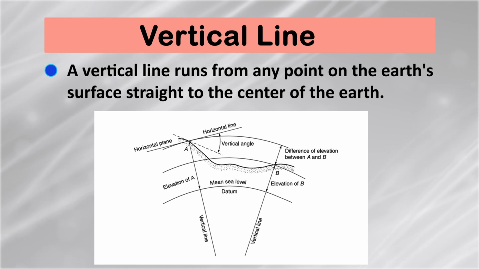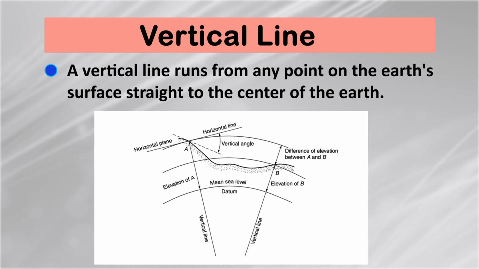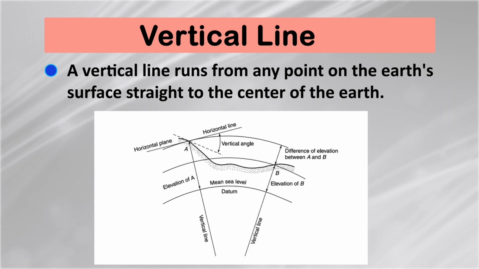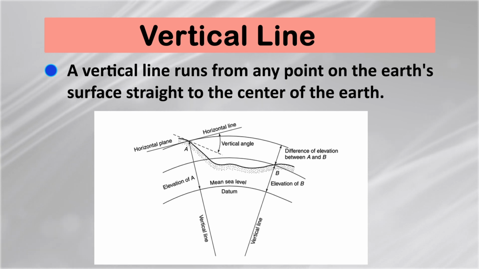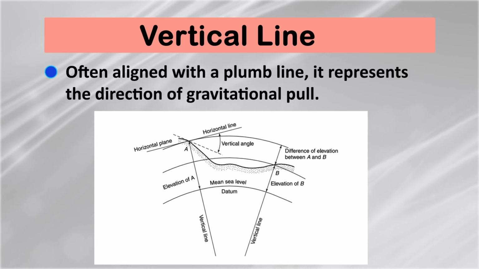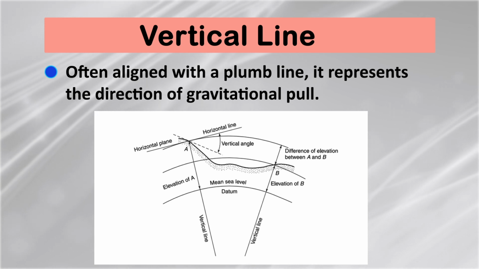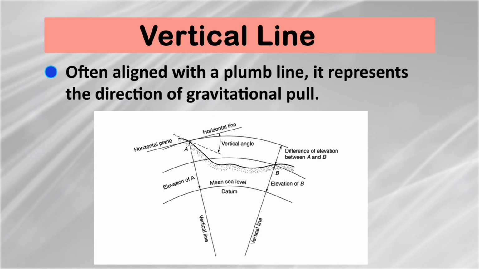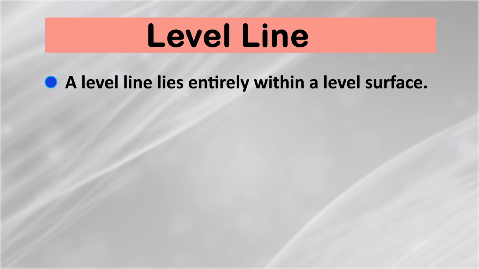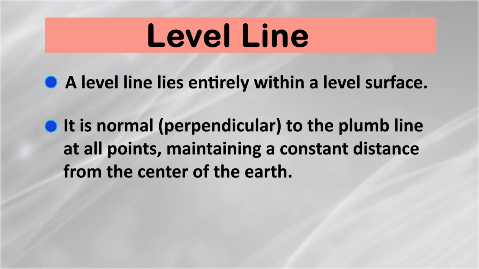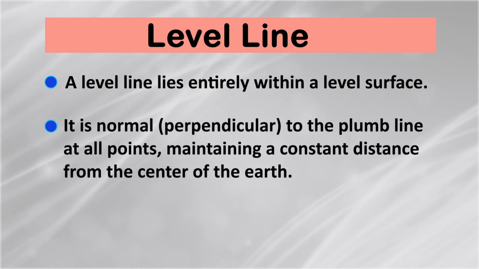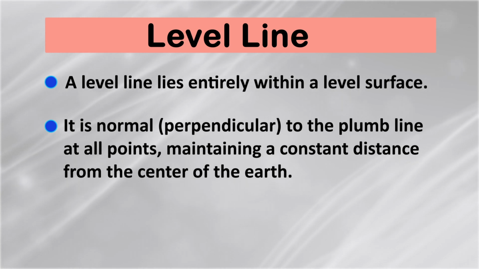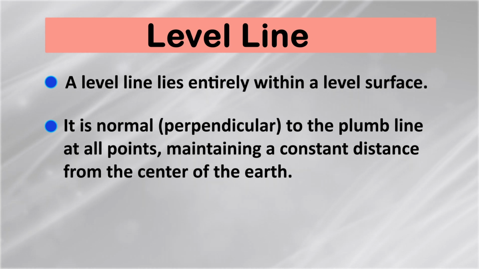Next is vertical line. Referring to the figure, a vertical line runs from any point on Earth's surface straight to the center of Earth, often aligned with the plumb line. It represents the direction of gravitational pull. Next is level line. A level line lies entirely within a level surface. It is normal, that is perpendicular to the plumb line at all points, maintaining a constant distance from the center of earth.